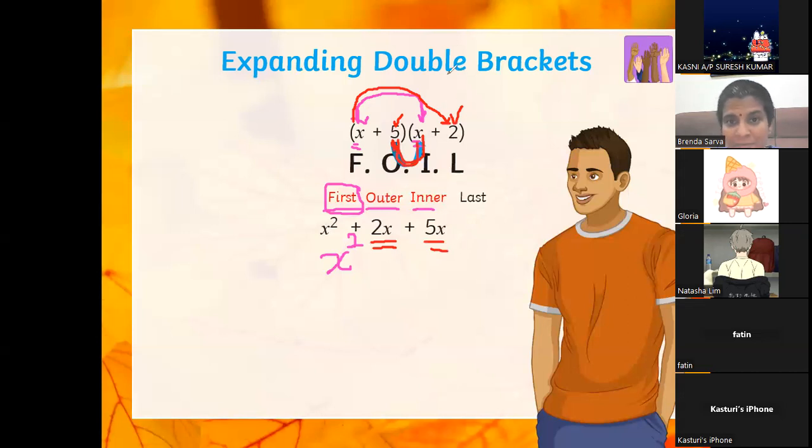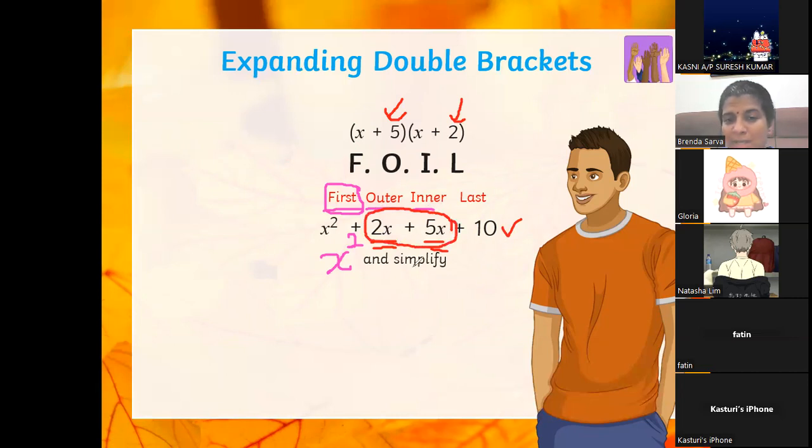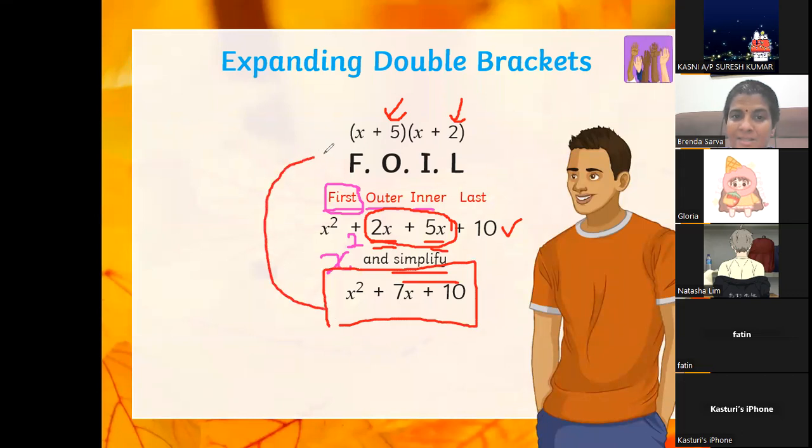And the last part is easy. The L means last, which means 5 will multiply with 2. The last number is 5. The last term here is 2. So 5 will multiply with 2, giving you 10. Then you can see you have done this before. 2x plus 5x. You simplify. You can simplify it. What happens next is you get the answer x squared plus 7x plus 10. This is how you expand two brackets.